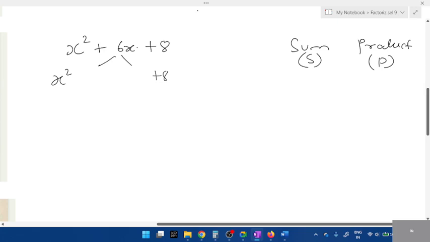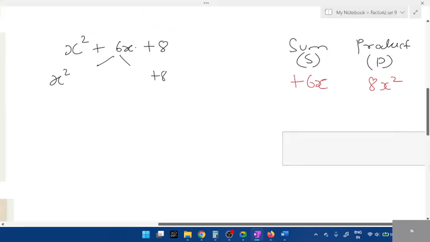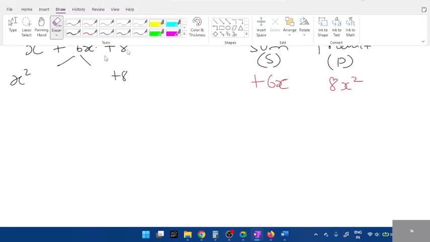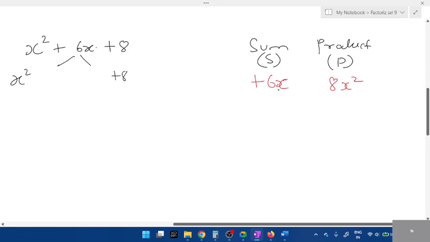What is sum? What's the middle term we have? Take the entire thing, including sign, plus 6x. And for product, multiply the first and last. 8 into x square is how much? 8x square. Next, this part is done. Just ignore the left hand side. Now concentrate on the right hand side, sum and product. So in order to split the middle term, find the factors of 8, students. What are the factors of 8? 1 into 8, 2 into 4. First, use this combination.